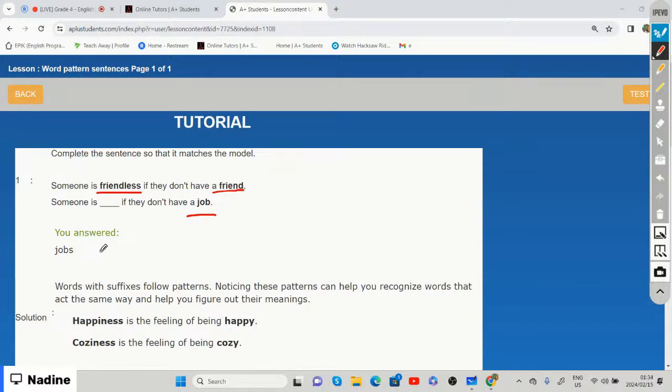So if someone is friendless, meaning they're without a friend, then it means that they don't have a friend. Now if someone is, we said they don't have a job. Yes, so if you are jobless, then it means that you don't have a job, because this suffix list means without. Friendless is without a friend. Jobless is without a job.